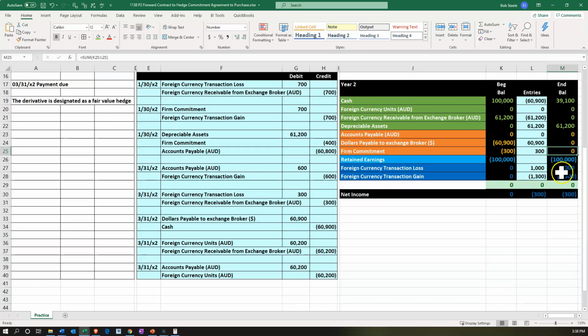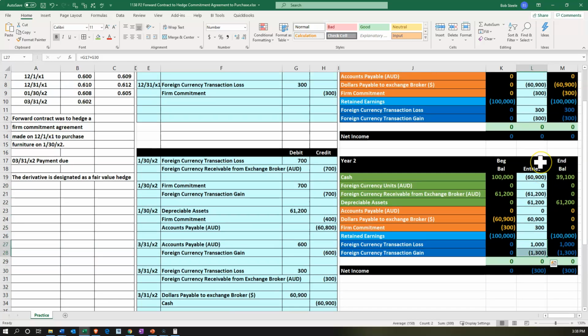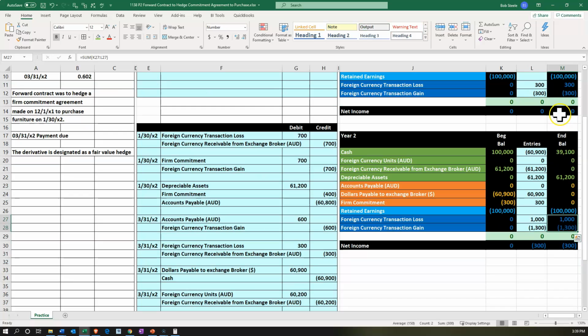And then we have the current year, year 2, gains and losses recorded, prior year gains and losses recorded up here. Those two both cancel out to 0 because those have been included as part of the depreciable asset. These two are being reflected because we're recording the gain and loss for the point in time period after we had the payable on the books to the point in time the payable was paid.